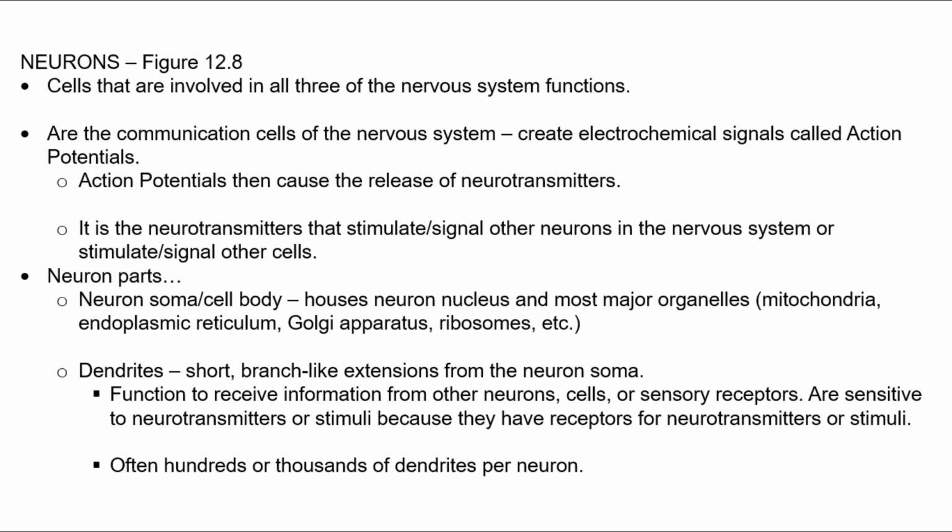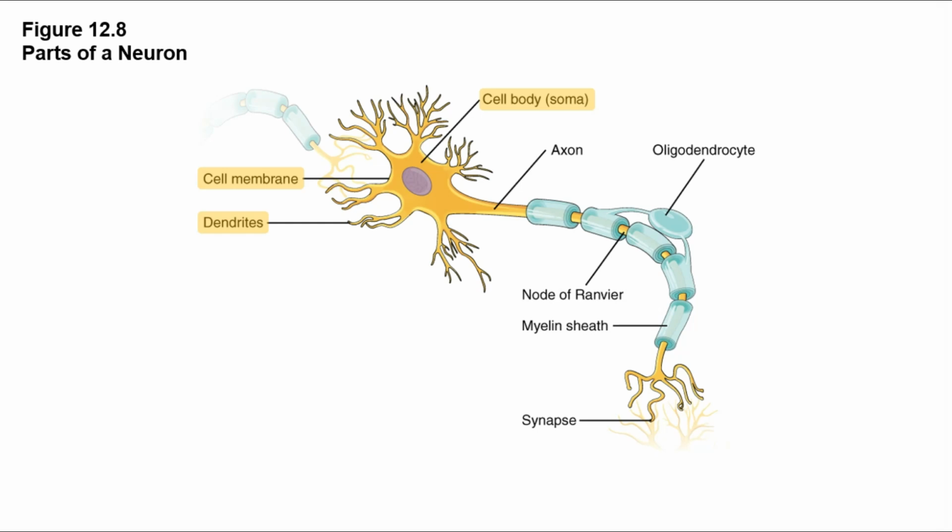There are often hundreds of dendrites per neuron. Some neurons only have a single dendrite, and others have thousands of dendrites. Diagram 12.8 highlights the cell soma, cell membrane, and the dendrites of a typical neuron.